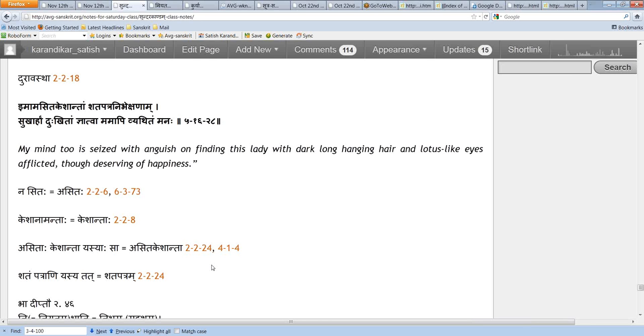This is some Gura Shastram. But anyway, this basically means that one whose tips of her hair were dark. Apparently that is Strinam Durlabham. It is difficult to have that.